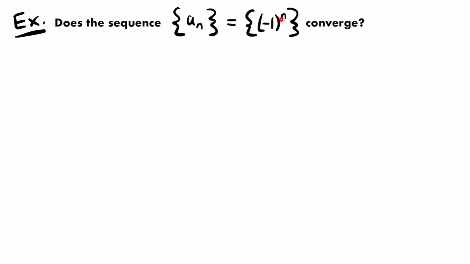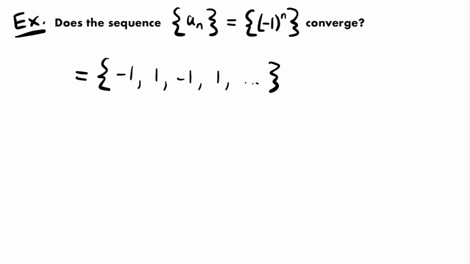We know that (-1)^n oscillates between negative 1 and 1. When n is an odd power, it's equal to negative 1, and when n is an even power, it's equal to positive 1. So if we write out the first few terms, we have negative 1, 1, negative 1, 1, and so on. All right, so those are the first 4 terms. We're just oscillating between those two values.